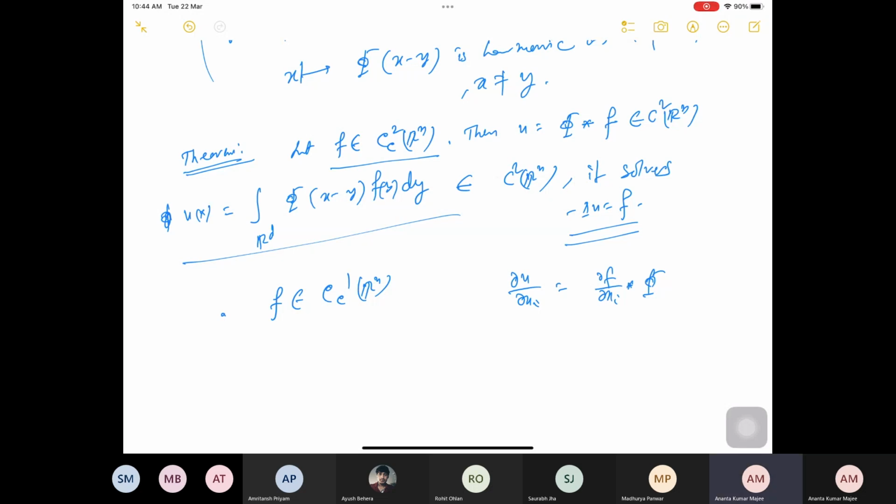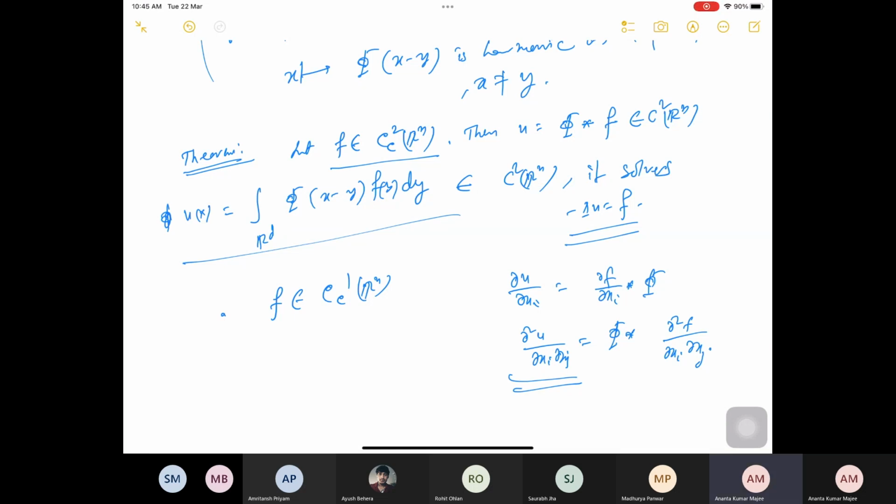You will see that these are the properties of the convolutions. Not only that, if you think of ∂²u/∂xi∂xj, I can write it as the convolution of phi with ∂²f/∂xi∂xj. Now ∂²f/∂xi∂xj is continuous and phi is locally integrable, hence this is continuous. So from here you can see that my u is in C² of Rn, is it not? Just the properties of the convolutions, from there you check that it is C² of Rn.